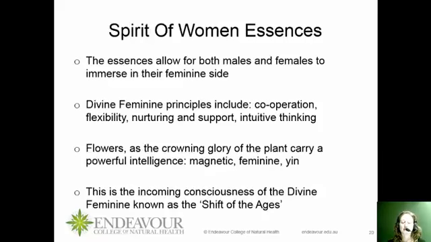So Mount Nebo itself was an Aboriginal birthing place, so there is yin energy there, feminine energy there, and a lot of the essences deal with nurturing the feminine within, so principles like cooperation, flexibility, nurturing, support, intuition. And Annie believes that there is an incoming consciousness of the divine feminine, known as the shift of the ages. This is similar to the idea of the age of Aquarius.